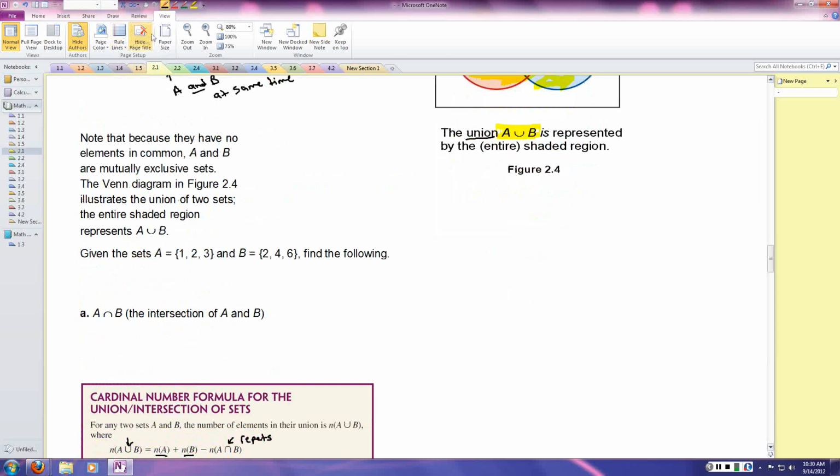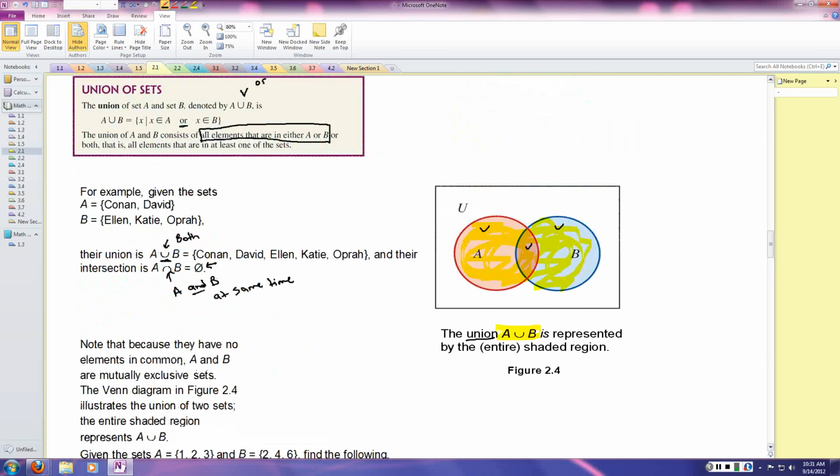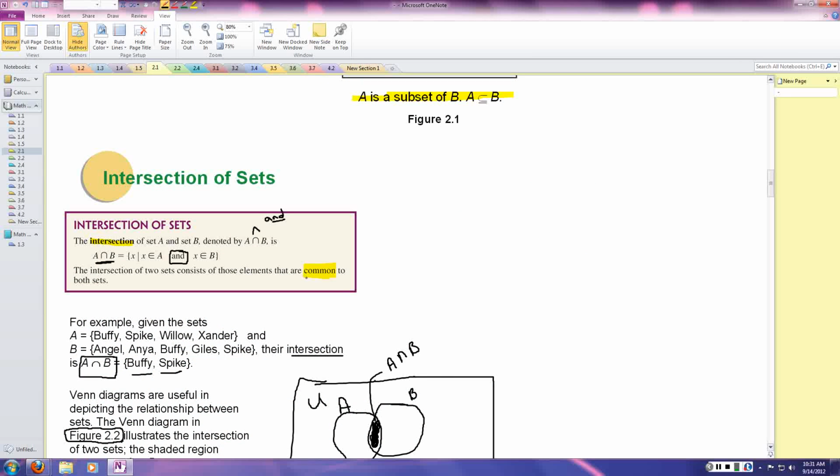So let's look at some examples here. Given this set, A is 1, 2, 3, and B is 2, 4, 6, find the following. Find the intersection, A intersection B. Now, remember, you won't be given this explanation on WebAssign and on a quiz or on an exam. You need to know that A, this symbol, B, means the intersection. So if you recall what the intersection is, if we go up and we find this formula of intersection, it means the ones they have in common.